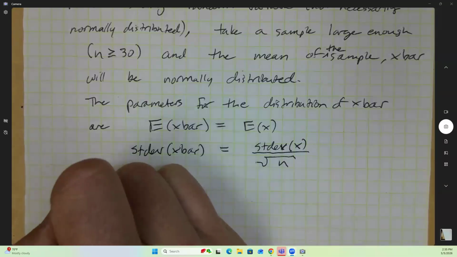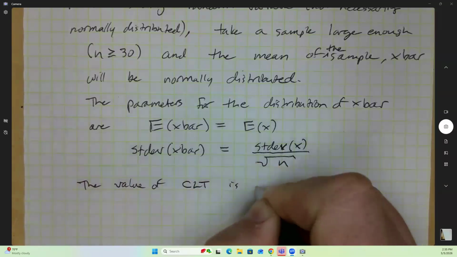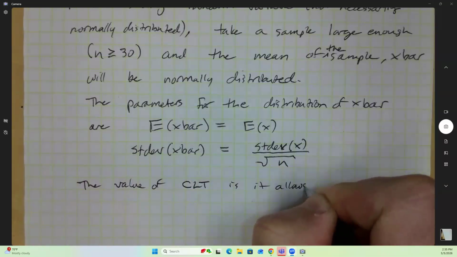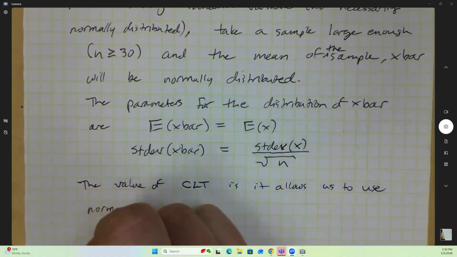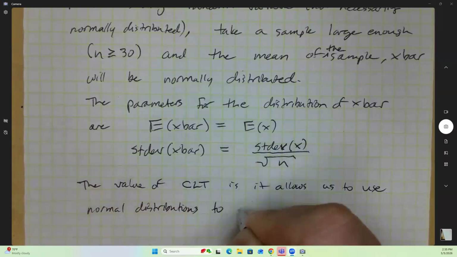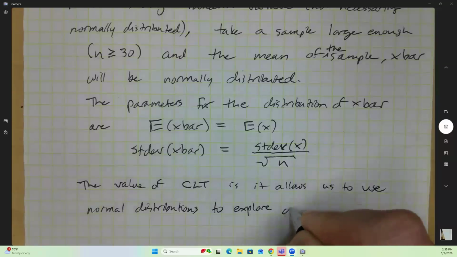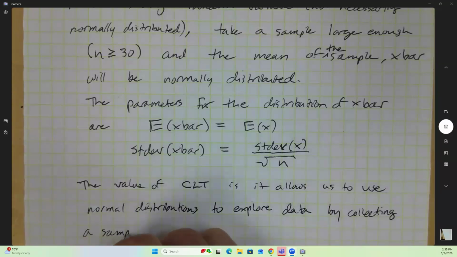For us, the value of the central limit theorem is it allows us to use normal distributions to explore data by collecting a sample. If this weren't true, then collecting a sample we could find a mean, but we wouldn't be able to use normal distribution tools.